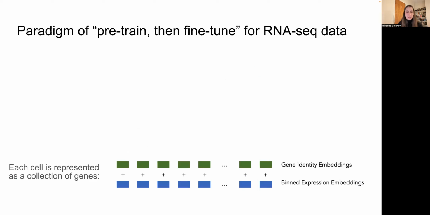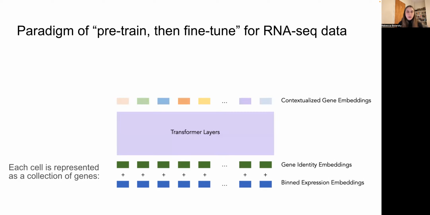Before I jump into our analysis, I want to give a quick high-level overview of how transformer models are being used to model single-cell gene expression data. Each cell is represented in the model as a collection of genes. Shown here, each box represents a gene, and there are two pieces of information that the model needs to know about each gene. First, which gene is it, represented in green, and called gene identity embeddings throughout this talk. And second, how highly expressed is that gene, represented in blue. The expression of each gene is binned as a pre-processing step.